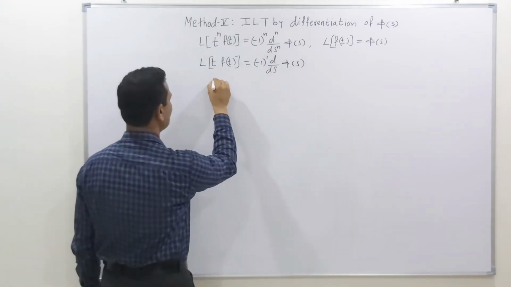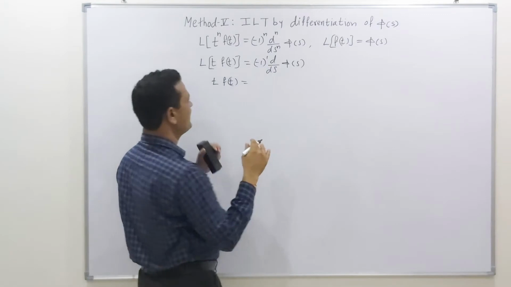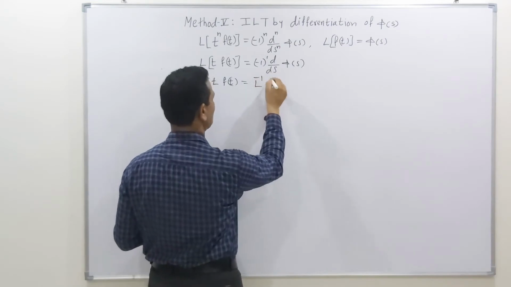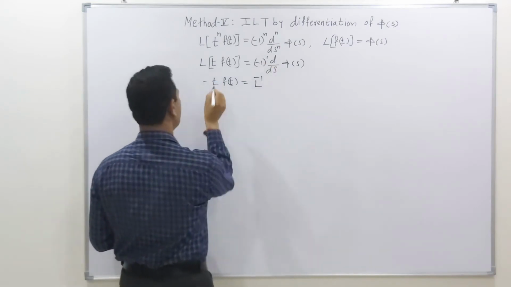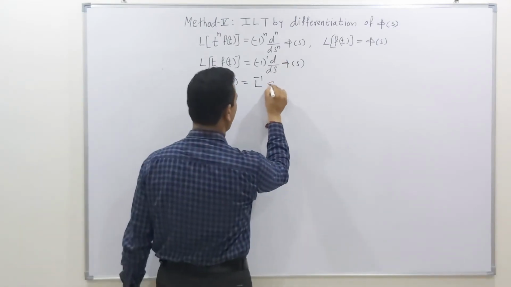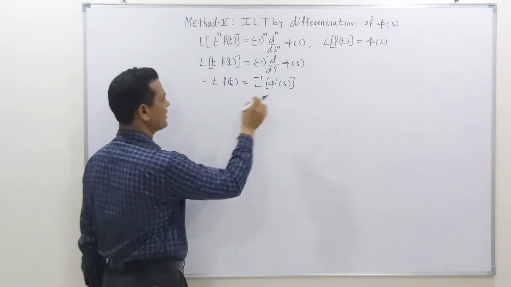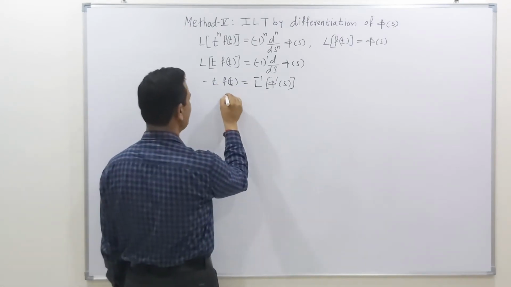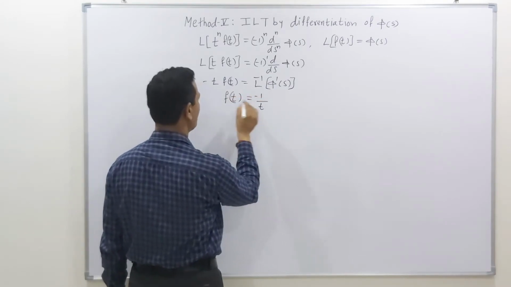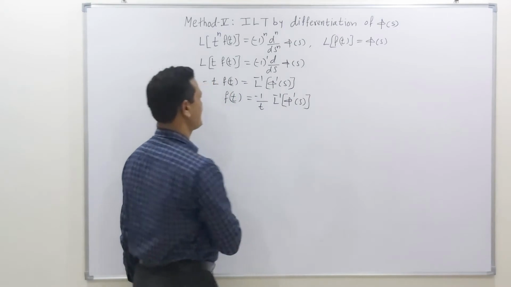Moreover, if we apply the inverse Laplace transformation on both sides, we get the inverse Laplace transformation of the derivative of phi of s with respect to s, which we can write directly as phi dash of s, with the minus adjusted to the left side. Now if we take minus 1 upon t to the right side, we get f of t is equal to minus 1 upon t into the inverse Laplace transformation of phi dash of s. So this is the result.